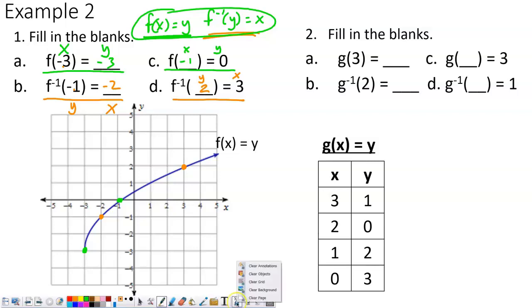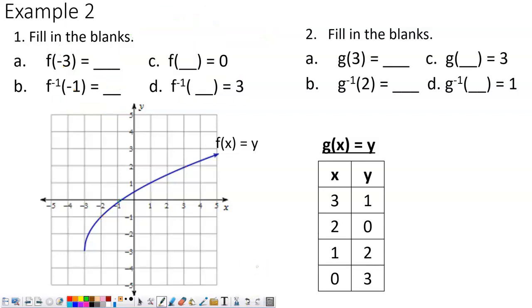All right, so using that same principle, let's go ahead and do number 2. Same thing, it's just that right now we're going to be working with a table instead of a graph. So g of x equals y. That means that g inverse of y equals x. So once again, start the same way by writing this and this. That's going to serve as our key for doing these problems.